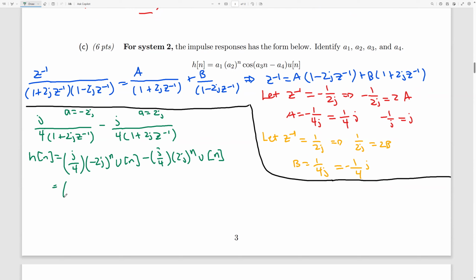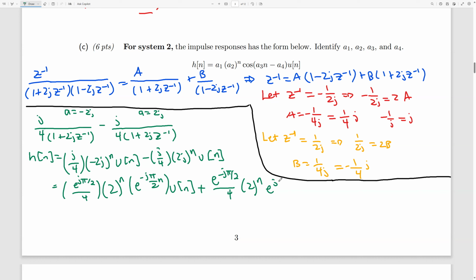So let's do that. I'm going to get that this is e to the j pi over 2 over 4, and I'll write this as 2 to the n. And this negative j is e to the negative j pi over 2 n. Then you can write this as u of n, minus j over 4. And again, I'm going to use the property that negative j is e to the negative j pi over 2. So I'm going to get that this is e to the negative j pi over 2 over 4, 2 to the n.